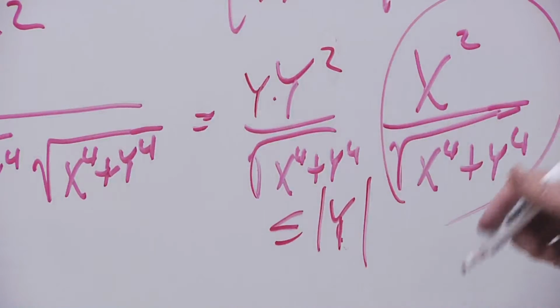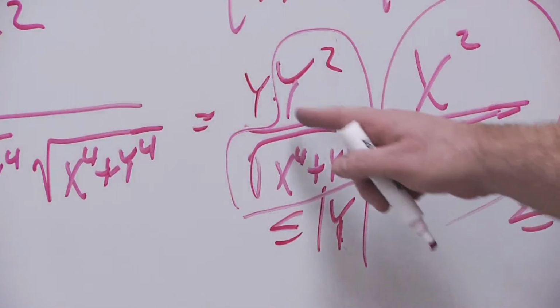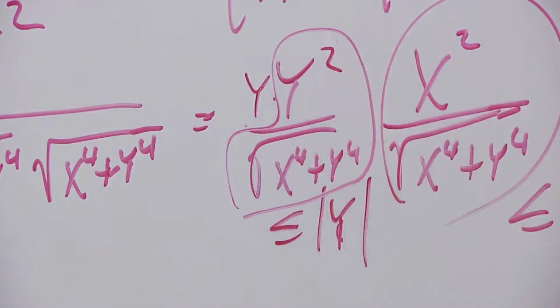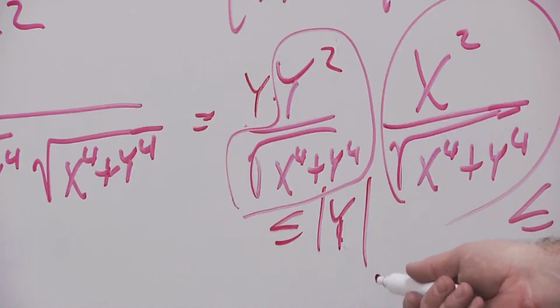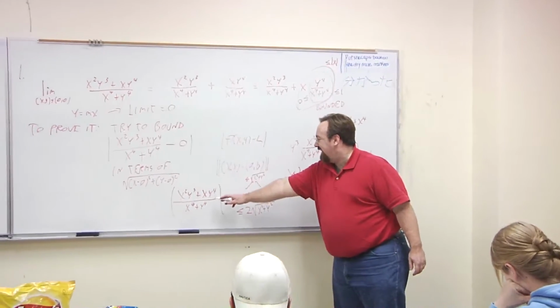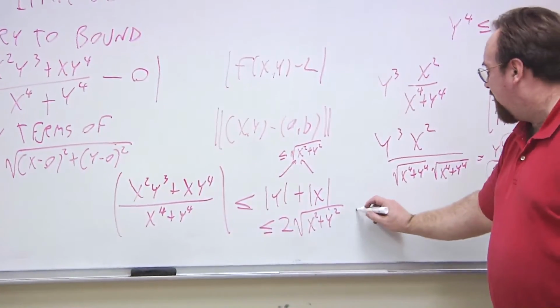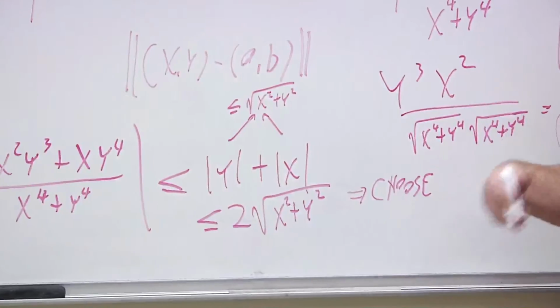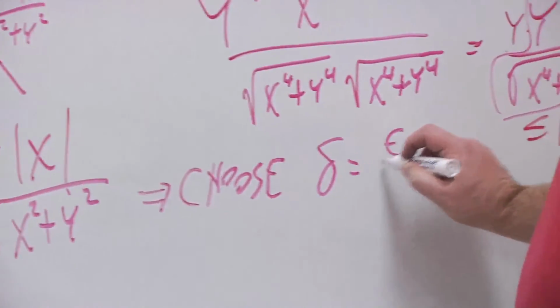Then, if y is negative, let's suppose this part is actually less than 1, then what we have here is going to be greater than or equal to y, because it's going to be less negative than y is. But if we say absolute value, then we know we're covered. So if this is less than or equal to 2 times the square root of x squared plus y squared, that means we can choose, by the epsilon-delta definition of a limit, delta to be equal to epsilon over 2.